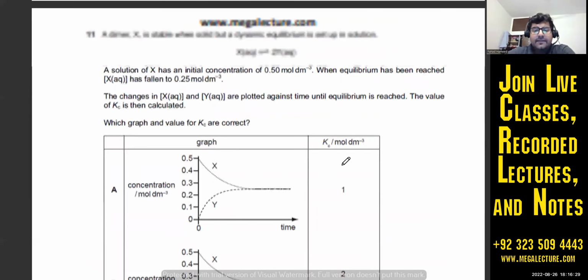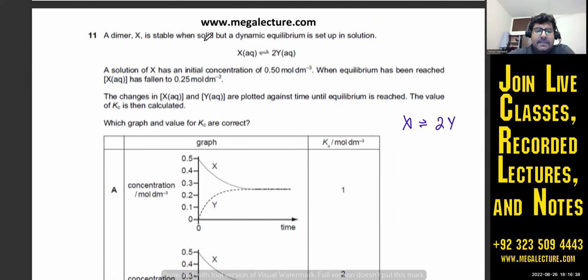Okay, we have to find the value of Kc for this reaction, X in equilibrium with 2Y. So he gave me the initial concentration of 0.5 mole per dm cube of X. So this is 0.5, this is your initial. And then he says that when equilibrium has been reached, the concentration has fallen to 0.25. So what happened?